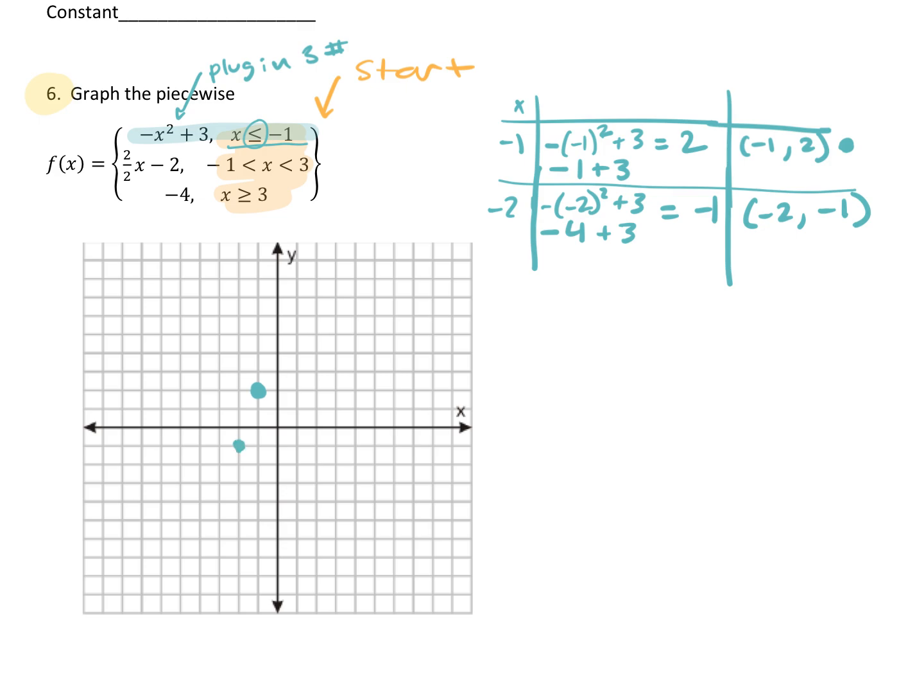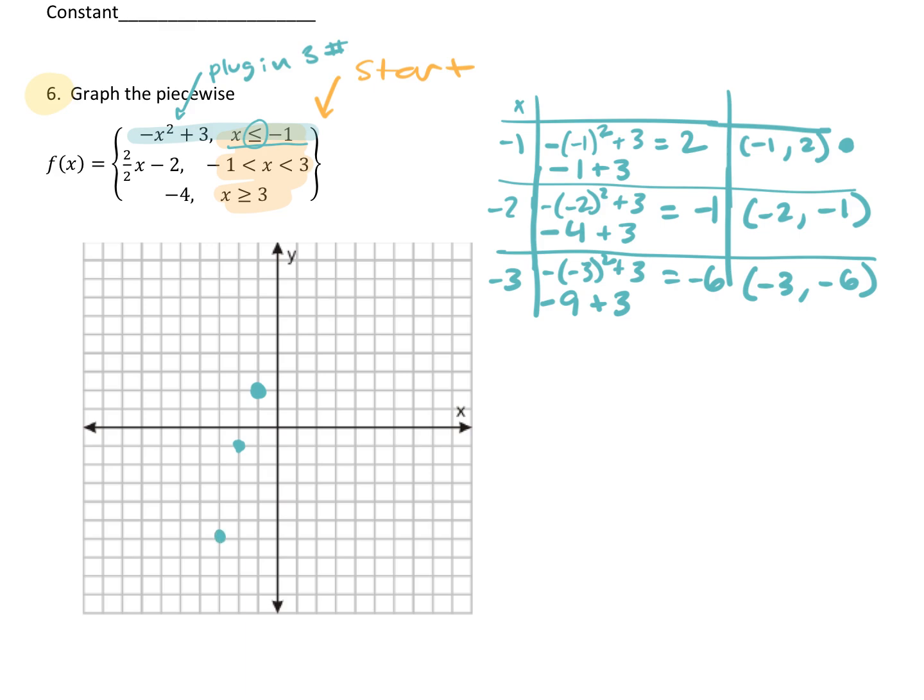Let's plug in one more number. Sure, -3. So we have -3 squared plus 3. We have to square it first, so -3 squared would be 9. The negative out front makes it -9. -9 plus 3? -6. So our point here would be -3, -6. So we're going to go to the left to -3 and down 6.